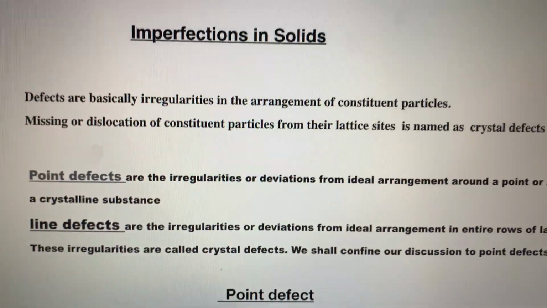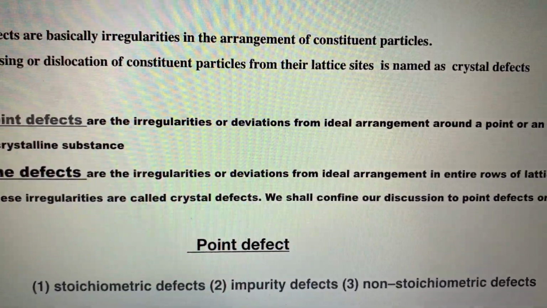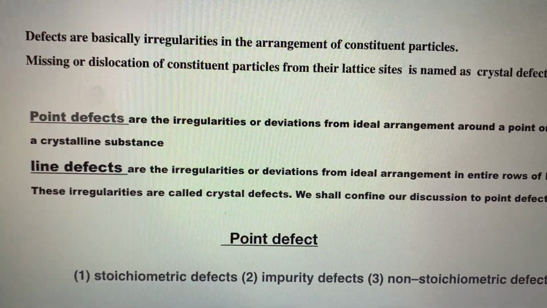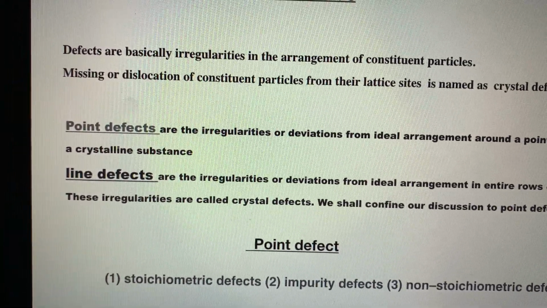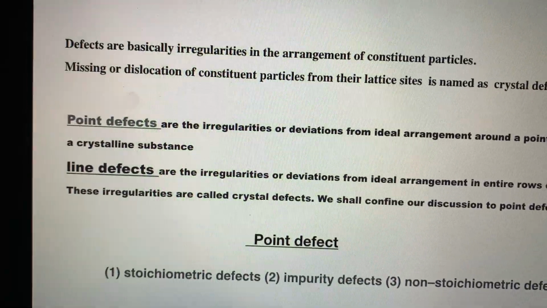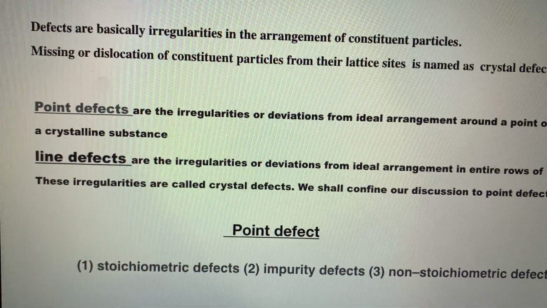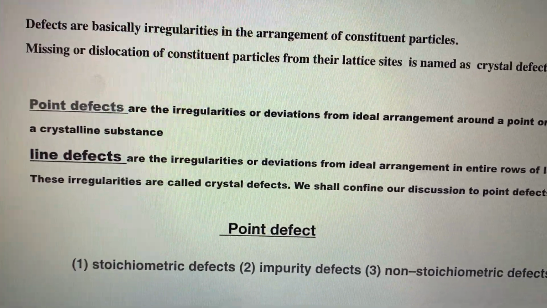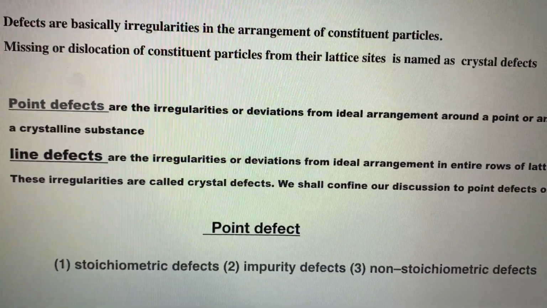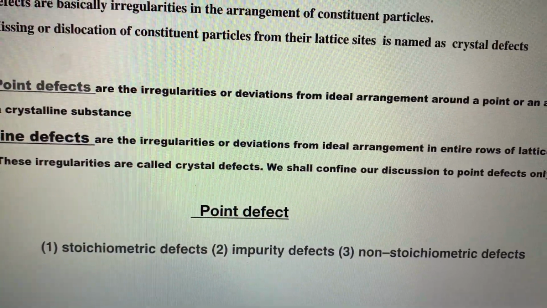So first of all, we'll try to see imperfection in solids. It's given here: irregularity in arrangement of constituent particles. Like when constituent particles are missing from lattice sites, it will be named as point defect. If these irregularities are found along a line, it's named as line defect. Line defect is not in our syllabus. Point defect is given in detail.